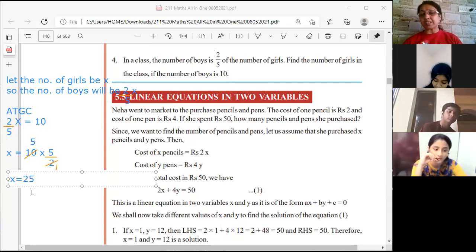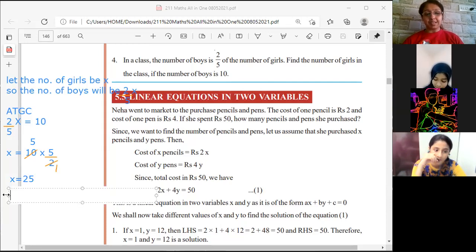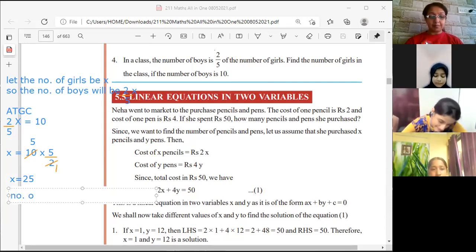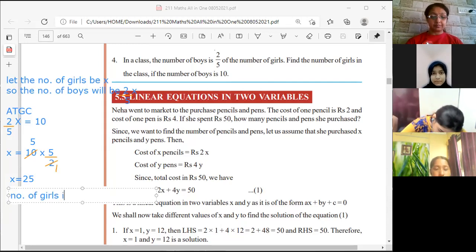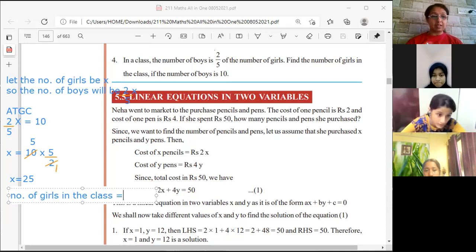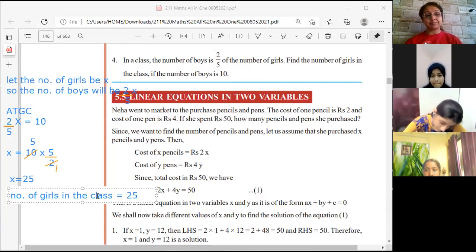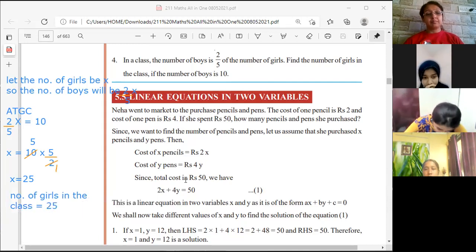What is 25? What is X? Number of girls? Yes. So I will say number of girls in the class is equal to 25. Have you got it, beta? How we'll do the sum?